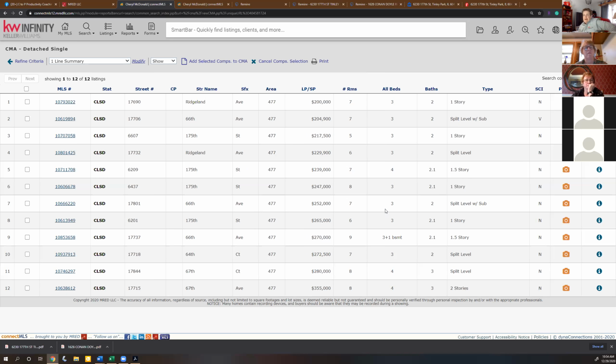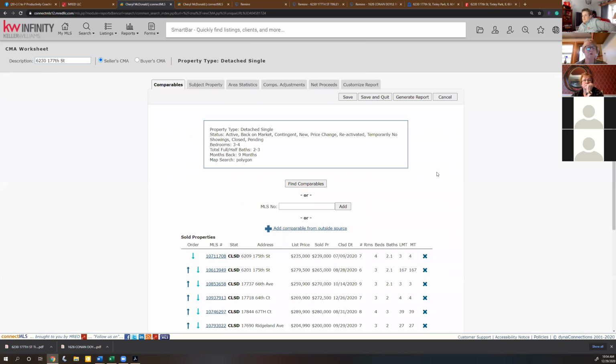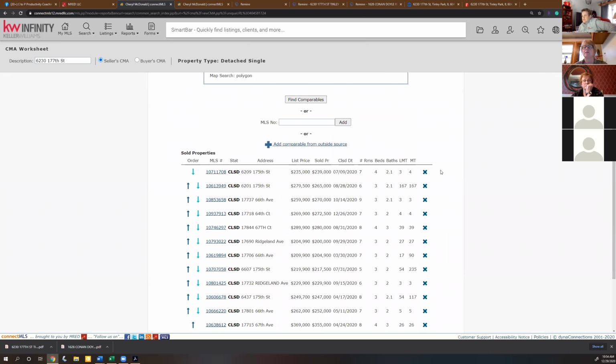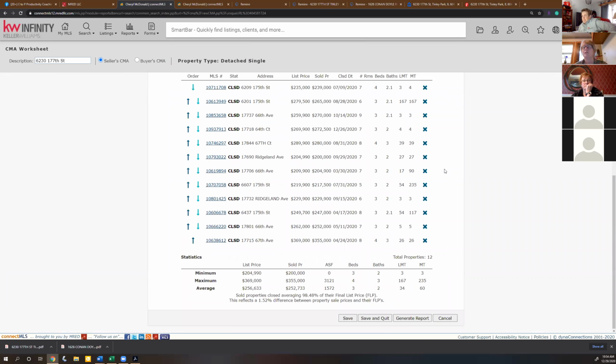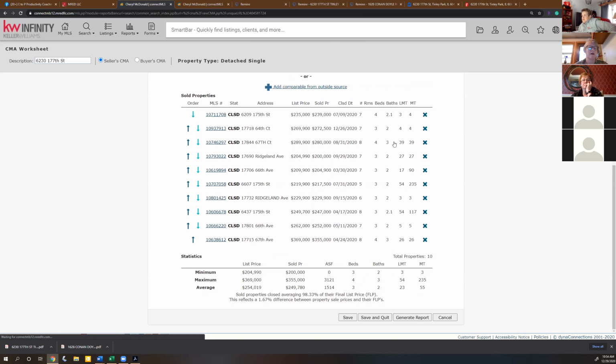So here's my dilemma. I have no actives. What do I do? And all the closed were within the last 9 months. That's correct. Go looking at the closest closed properties to start with. So let's get rid of these ones that aren't 4 bedrooms, 2.5 baths.